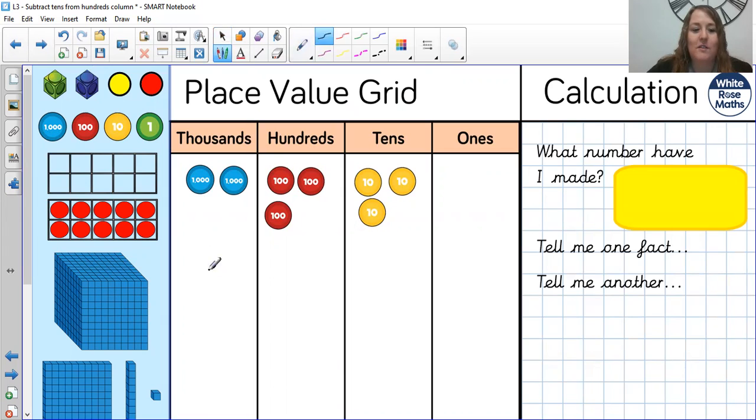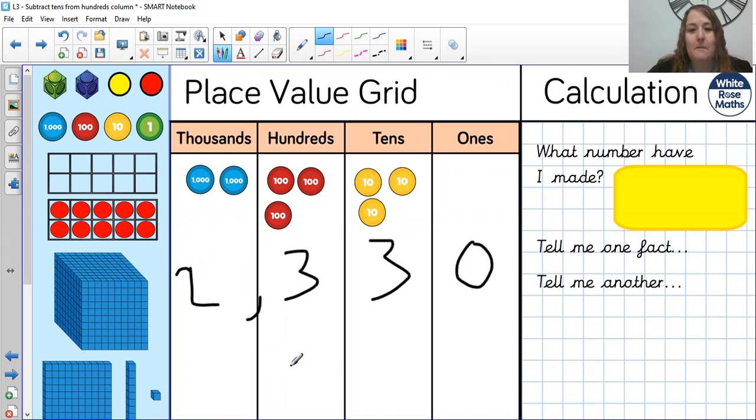But hopefully you will notice that there are 2,000s, 300s, 3 tens, and 0 ones. And we can pop our comma in there to read the number as 2,330. Have a think about a fact you know about that number, and if you can, think of another one.